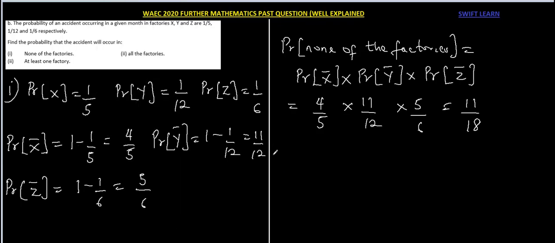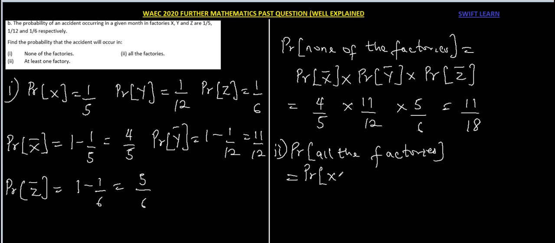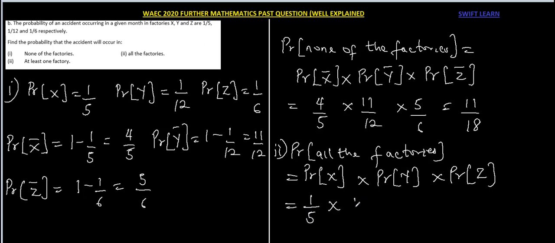So for the next question, II, we have the probability of all the factories. That means accidents will occur in all the factories. So if accident will occur in all the factories, we have the probability of X, Y is there, because they told us that for an accident to occur in factory X, it is 1 over 5. So the probability of all the factories is the probability of X times the probability of Y times the probability of what? Z. So that will be 1 over 5 times 1 over 12 times 1 over 6. So I think you should get that 5 times 12 is 60 times 6, that's 360.